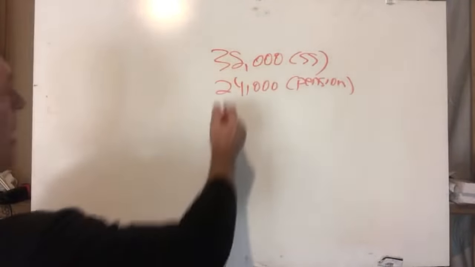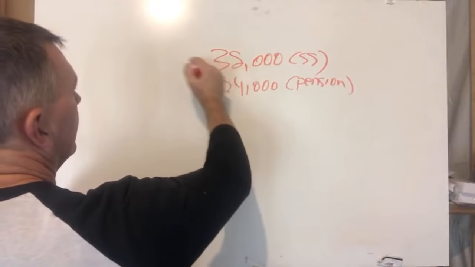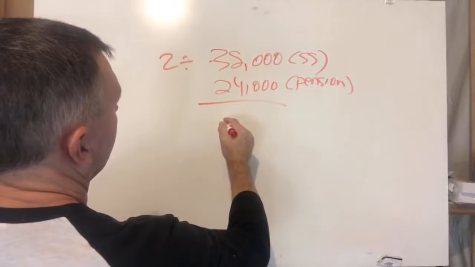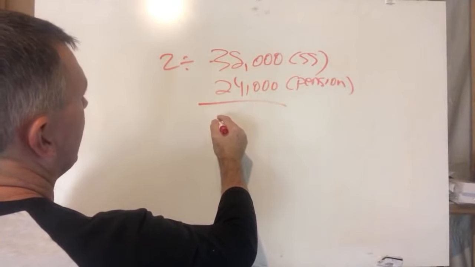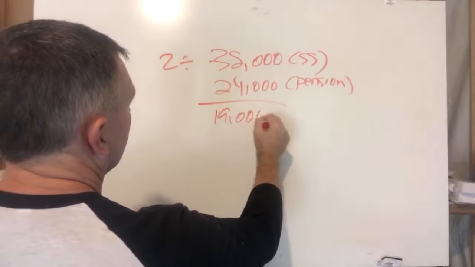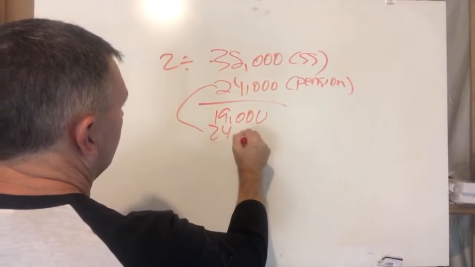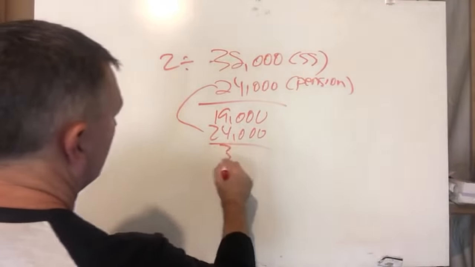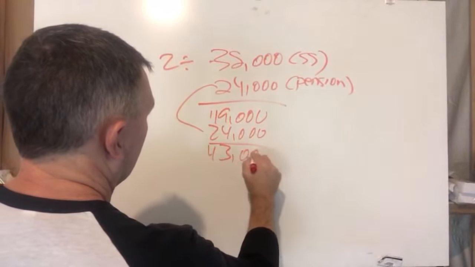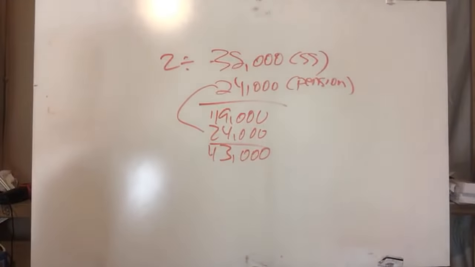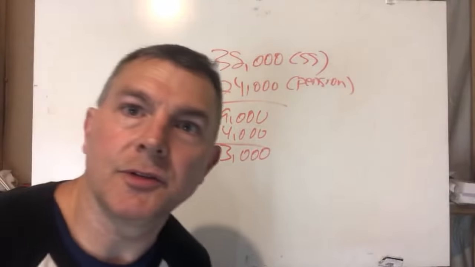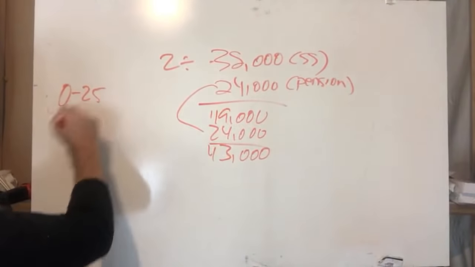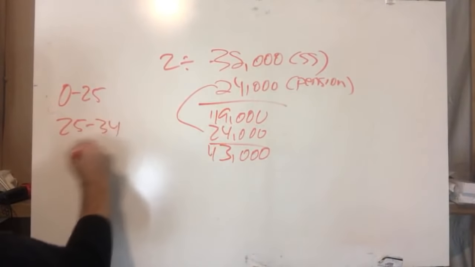All right, so remember, we take half of this. So that's going to be 17, 18, 19,000, right? 19,000 plus 24,000, that's 43,000. 43,000 is your provisional income. So check this out: 0 to 25, 25 to 34, over 34.